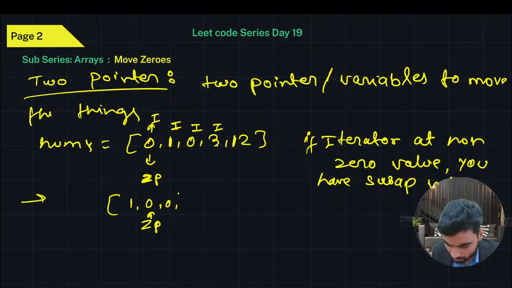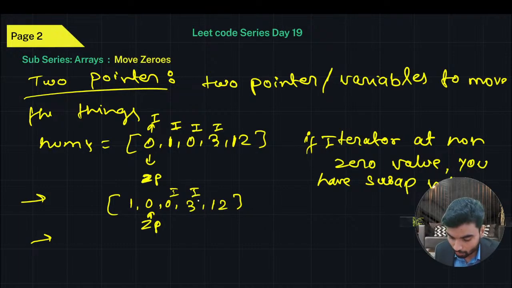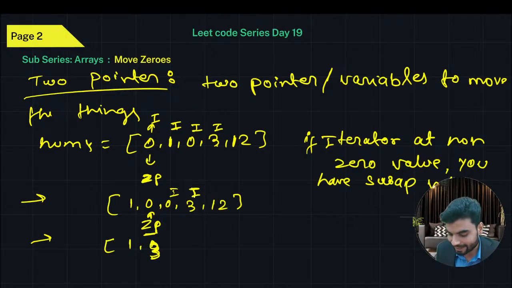Previously it was 1, 0, 3, when the iterator was on 0. And what happened when the iterator moved on 3? Again the iterator is on a non-zero value, so you will swap with the zeroth pointer. Now here you will have 3, and at the iterator pointer you will have 0, because you swapped the values. Now the iterator will move again, and the zero pointer also will move, because once you have placed a value at the zero pointer, you have to update it. So now the zero pointer is at 0 and the iterator is at 12.